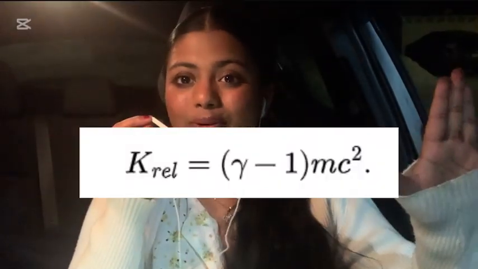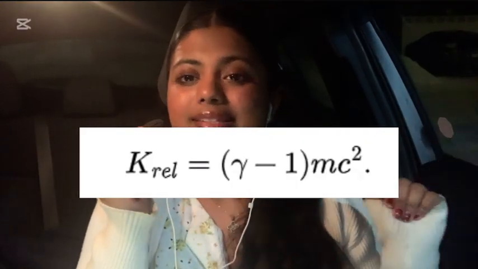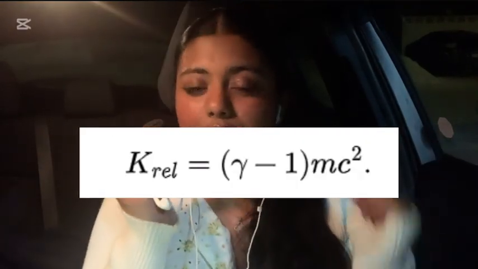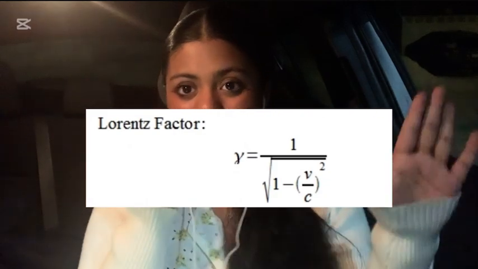Here is the equation for relativistic kinetic energy. You can see it is somewhat similar to E equals mc squared. It just includes another symbol, and that symbol is called gamma. Gamma stands for another equation, and that equation is called the Lorentz factor, which is, here's the Lorentz factor.